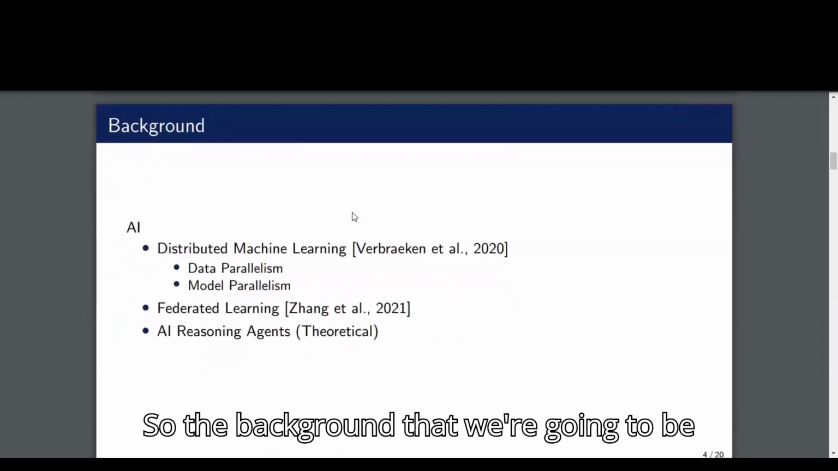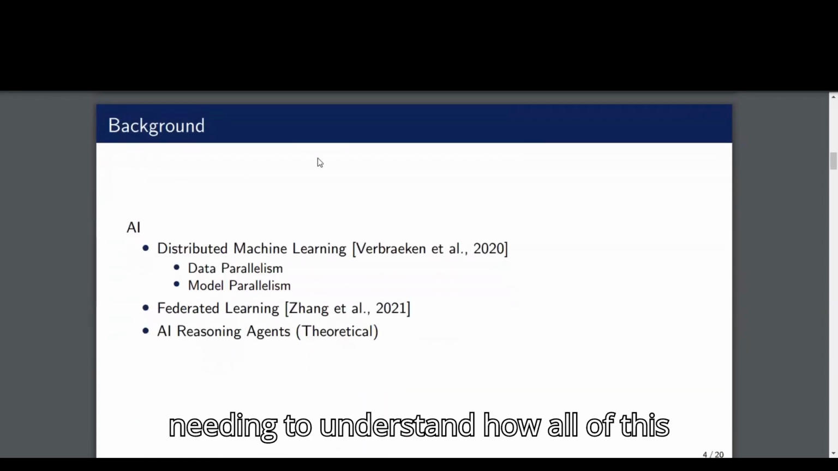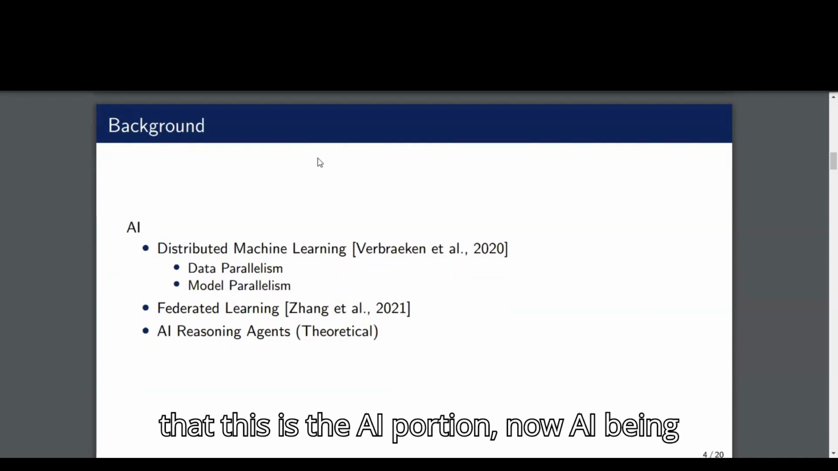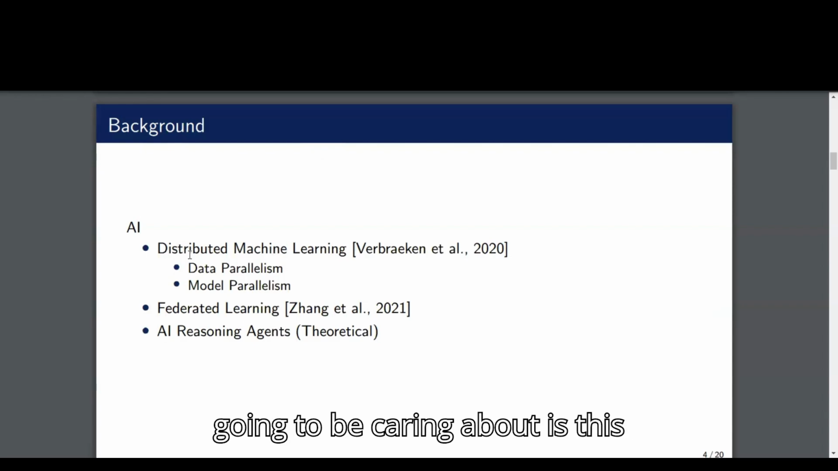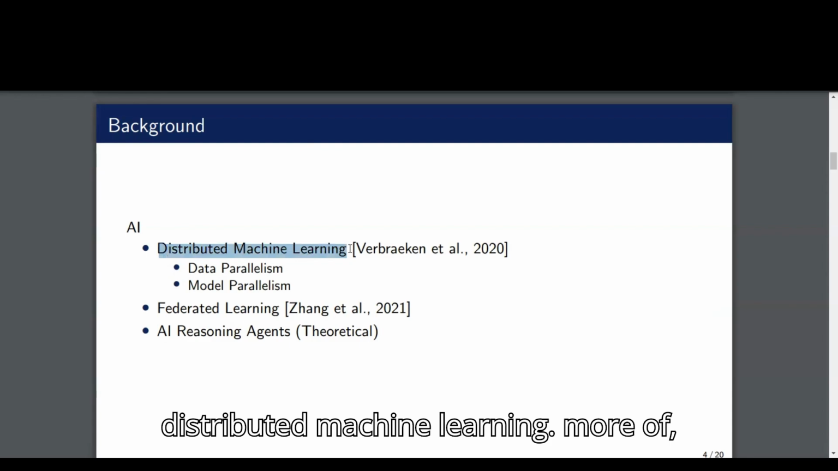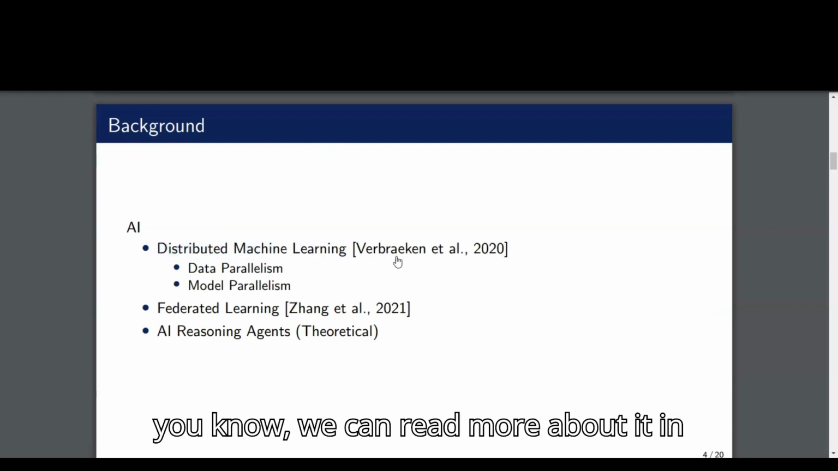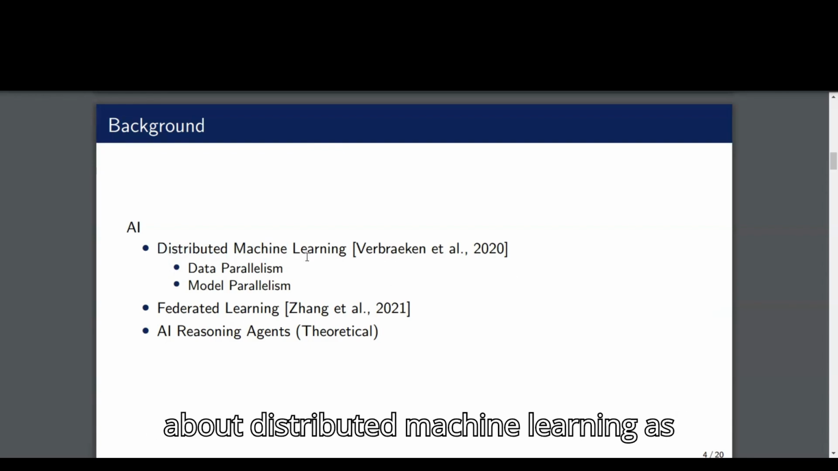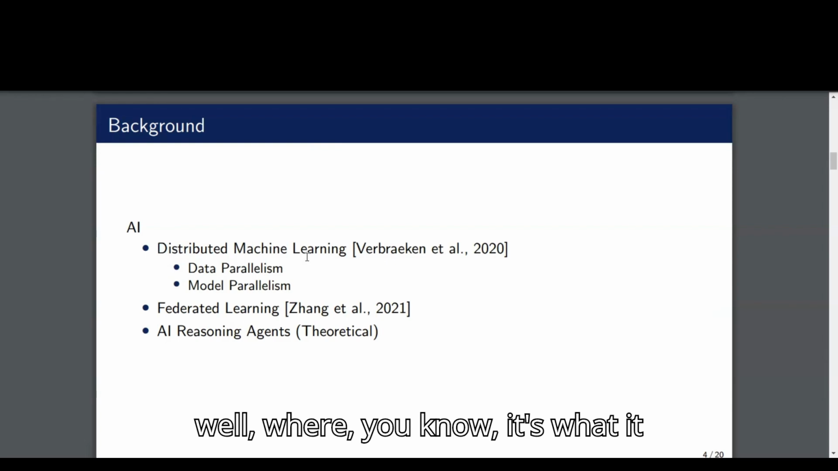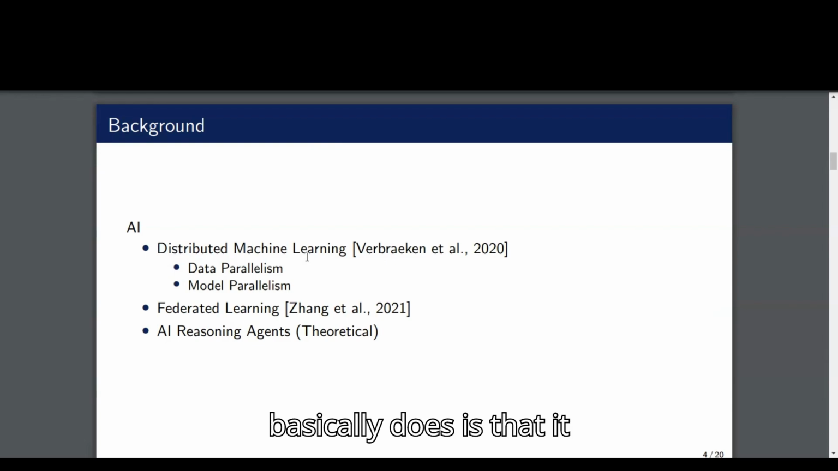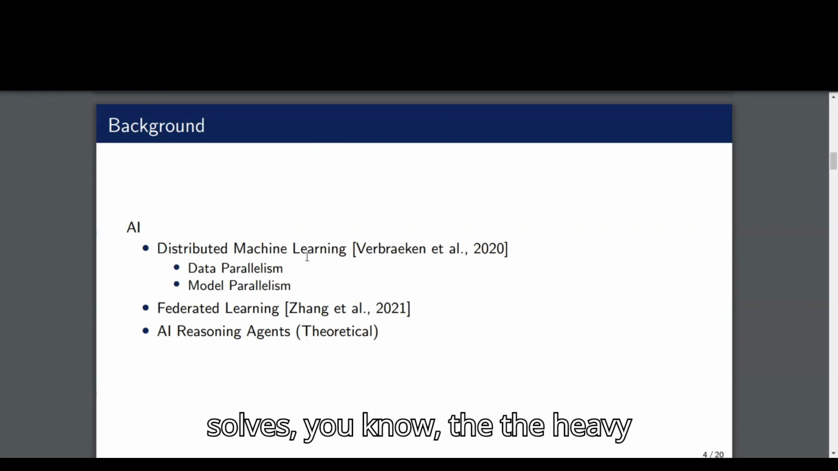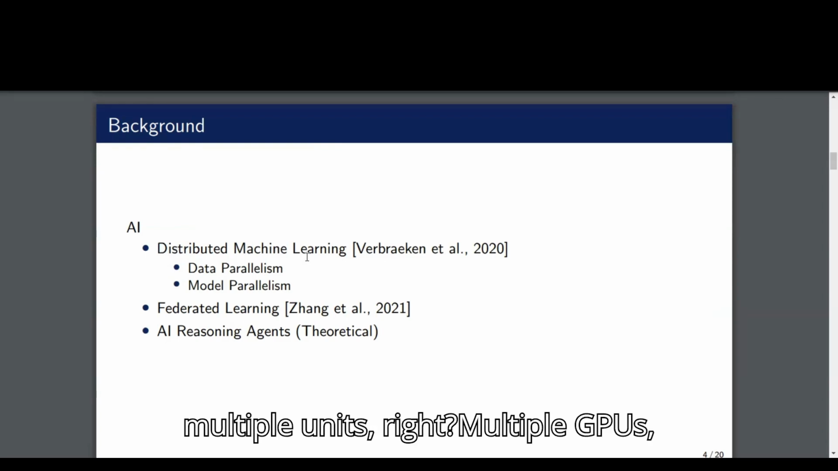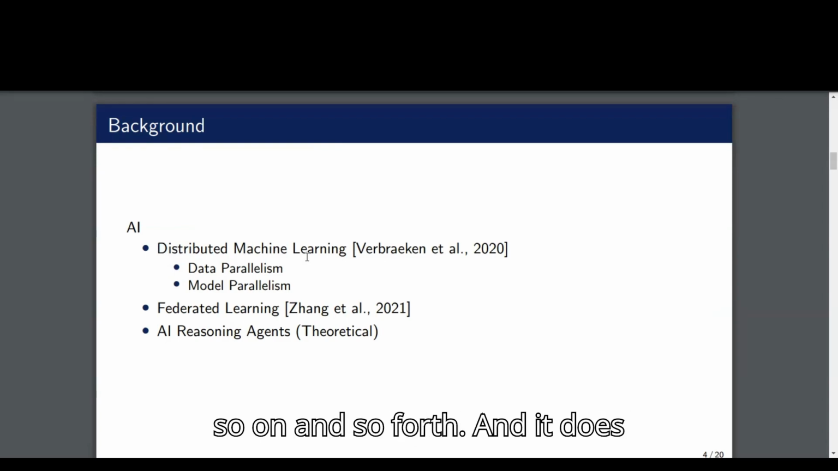So the background that we're going to need to understand how all of this works is right here. This is the AI portion. AI being the buzzword here, mostly what we're going to care about is distributed machine learning. We can read more about it in the Verbraeken et al. paper, which came out in 2020, an SOK about distributed machine learning, which solves the heavy computational burden by distributing computational tasks across multiple units, multiple GPUs, and so on and so forth.